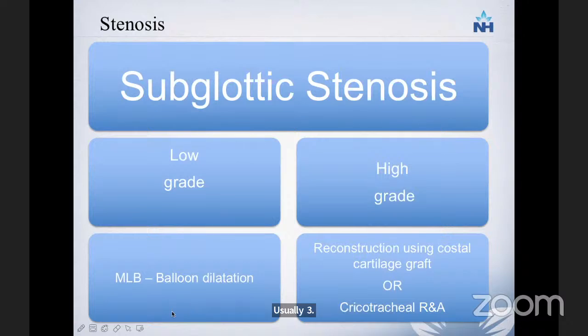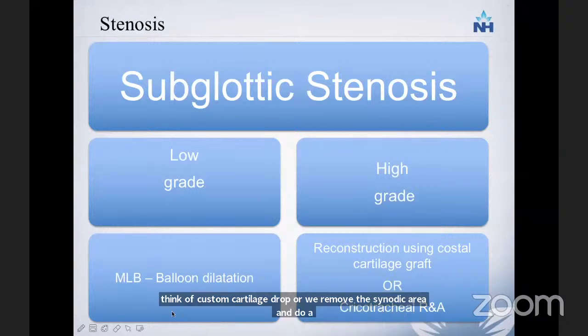If the child does not respond to that also, or has recurrent stenosis, then the child may go for reconstruction surgery. When the subglottic stenosis is high grade, when the bands are very fibrotic and not amenable to dilatation, and also if it is a congenital one, we do a reconstruction using a costal cartilage graft, or we remove the stenotic area and do a cricotracheal resection and anastomosis.